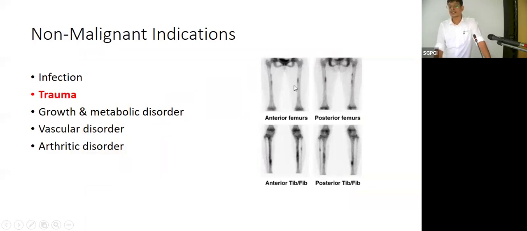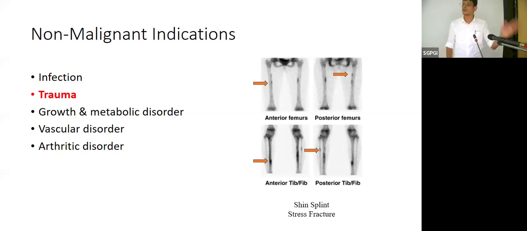You can clearly see that in both femurs, there are longitudinal uptakes, and in tibia and fibula, there are multiple uptakes. So these are shin splints and stress fracture, which are not easily picked up even on X-rays, even on the MRI. The bone scan being a whole body modality, you can easily see everything on the bone scan.